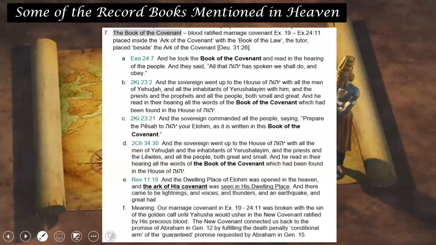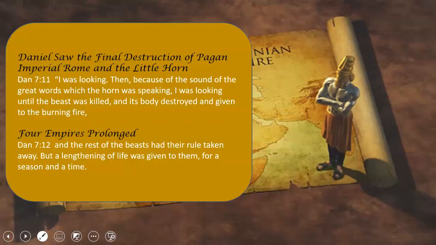Meaning our marriage covenant in Exodus 19:20 to 24:11 was broken with the sin of the golden calf until Yahusha would usher in the new covenant ratified by his precious blood, the new covenant connecting us back to the promises of Abraham in Genesis 12, by fulfilling the death penalty conditional arm of the guaranteed promise requested by Abraham in Genesis 15.